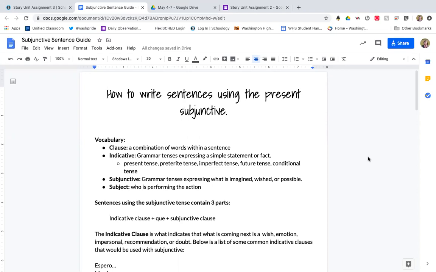The next word is indicative. Indicative refers to grammar tenses that express a simple statement or fact. Indicative tenses that we know are present tense, preterite tense, imperfect tense, future tense, conditional tense. Subjunctive refers to grammar tenses expressing what is imagined, wished, or possible. There are 3 different types of subjunctive tense, but today we are focusing on present subjunctive.